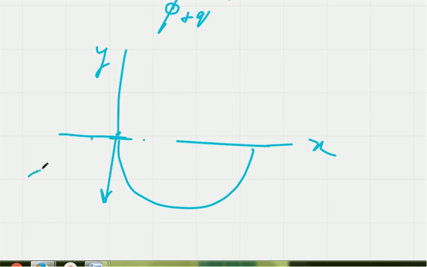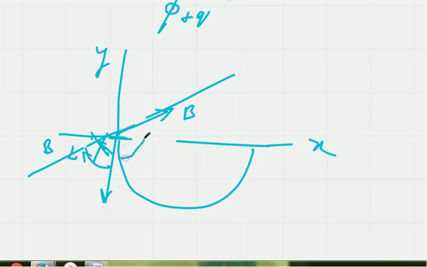So the force can act either into the paper or out of it. If the magnetic field were outside the paper, then V cross B would be directed in this direction, and the force would be in this direction, which is wrong. Therefore the magnetic field has to act into the plane of the paper, so that the force, V cross B, will be in this direction, which is what we see. Thank you.